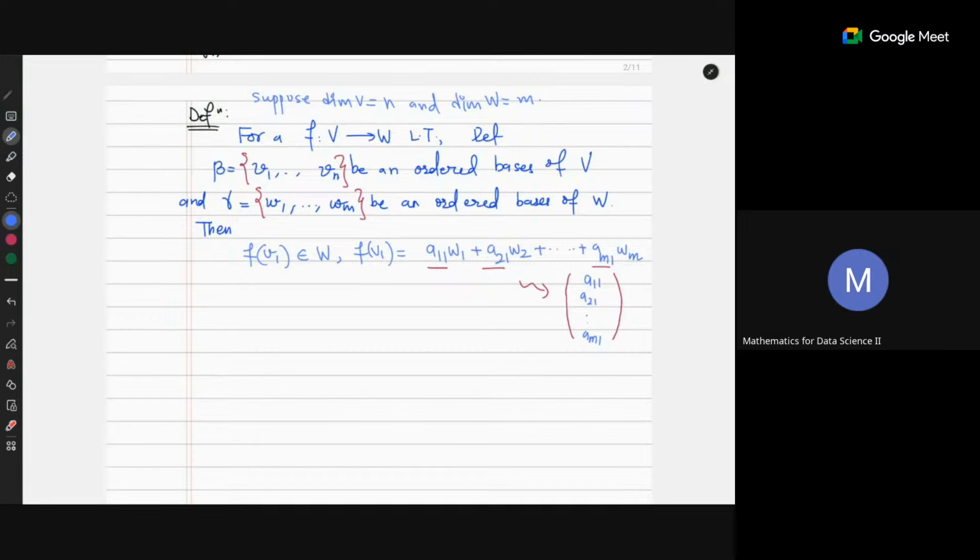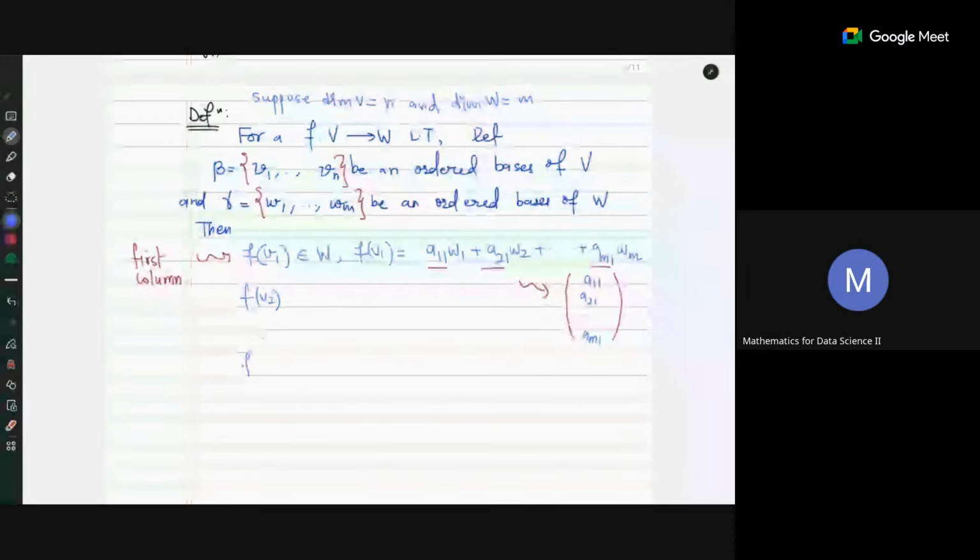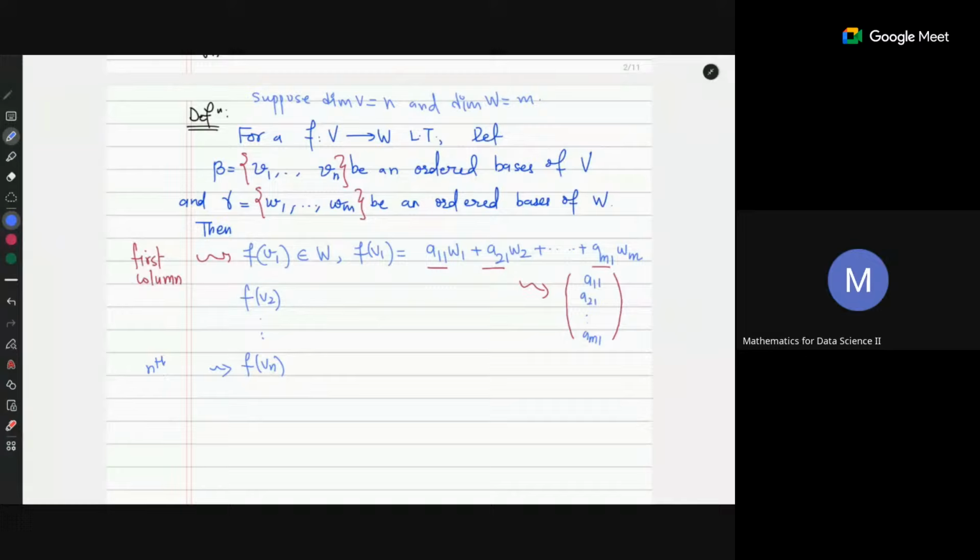And because this is linear, we have started with the first vector from the ordered basis. So this is the first column. I can repeat this process. I can take V2, and this will give me the second column, up to Vn, which will give me the nth column.